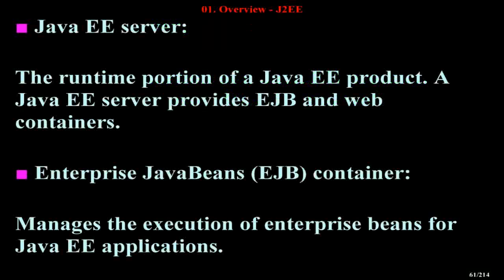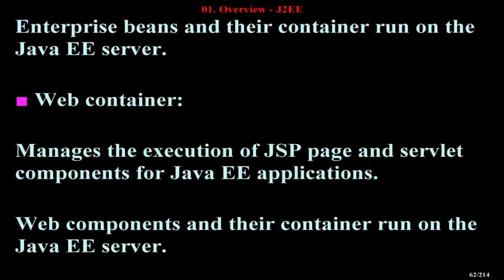The Enterprise Java Beans EJB container manages the execution of Enterprise Beans for Java EE applications. Enterprise Beans and their container run on the Java EE server. The web container manages the execution of JSP page and servlet components for Java EE applications. Web components and their container run on the Java EE server.